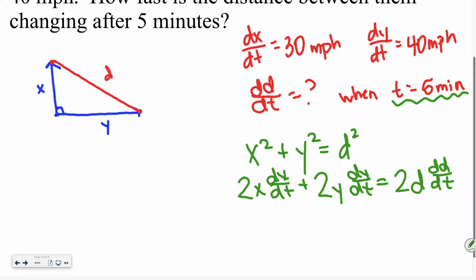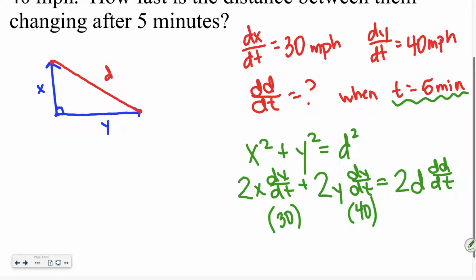Okay, so how would I figure out the distance x after 5 minutes? How could I do that? You can convert miles per hour to miles per minute and multiply it by 5, or just convert the 5 minutes. If you are going to plug in 30 and 40, you're going to have to convert 5 minutes to hours. So how much of an hour is 5 minutes?